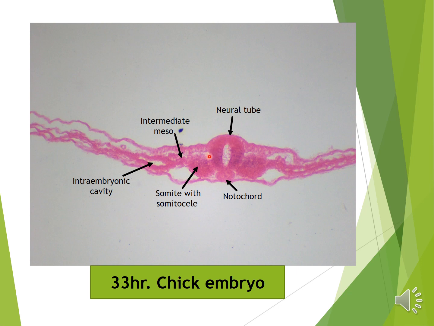With more development, the neural fold closes, forming a neural tube, and you can see the regions of the neural crest and the notochord.